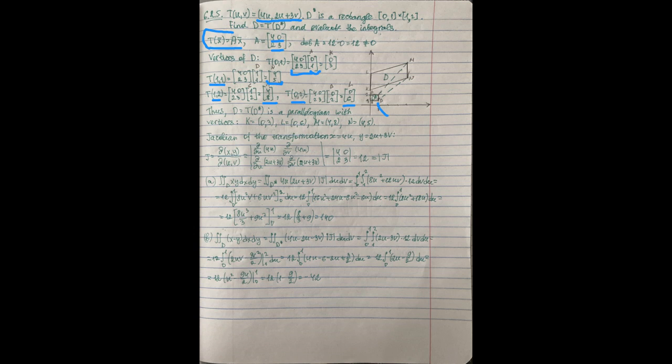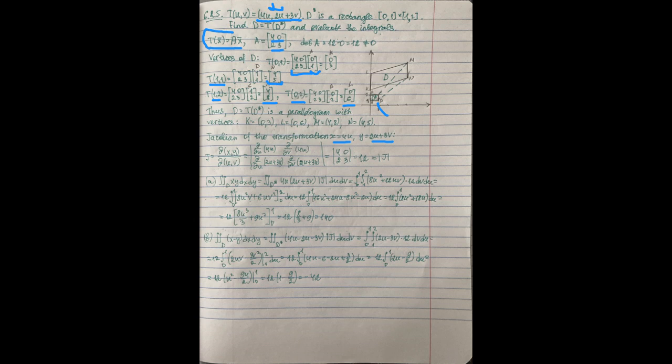Then what we want to do after that is to find the Jacobian, so after that we can evaluate the integrals. To find the Jacobian of this transformation, we find the matrix of partial derivatives with respect to u and v of the given functions. In our case, x is equal to 4u, from over here, and y is equal to u plus 3v. I find the Jacobian and it is equal to 12, and the absolute value of 12 is also 12.